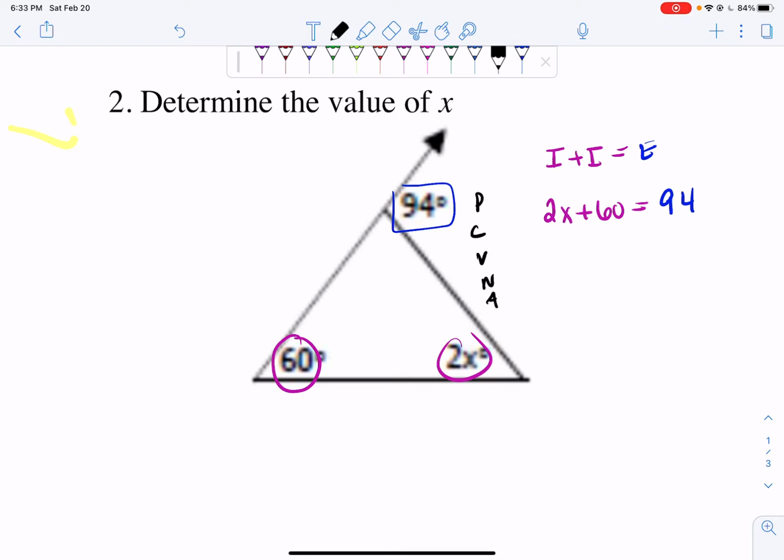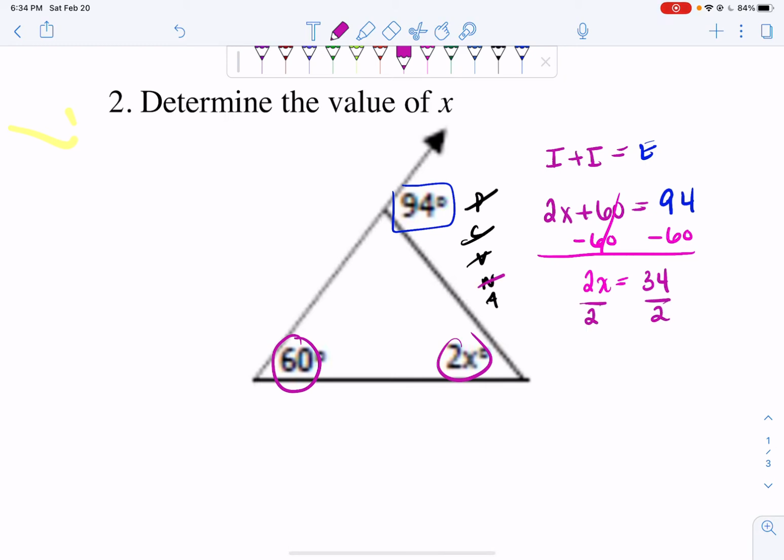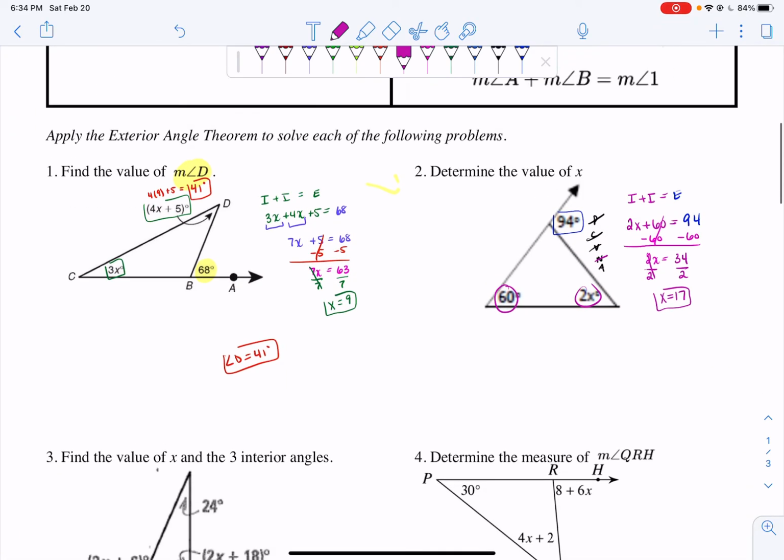PCVNA. Do we have parentheses? Nope. Can I combine any like terms? Can't combine a 2x and a 60, so I have to move down the list. Are all my variables on the left-hand side? Yes, they are. Are my numbers on the right-hand side? They aren't. So I've got to get rid of this 60 by subtracting 60 from both sides of my equation. And I get 2x is equal to 34. And then I get rid of that 2 by dividing. So I get x is equal to 17. And that's your final answer.